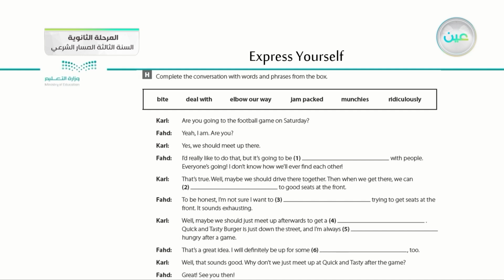Now let's go to page 50 in the workbook. We have here an exercise, which is exercise H. Complete the conversation with words and phrases from the box. We have in the box 6 words and expressions, and you are asked here to put these words and expressions in the suitable blanks. We have here a conversation between Carl and Fahad, and there are some gaps in this conversation. Try to fill the gaps with the correct answer. You can pause the video right now, do the exercise on your own, and after that, go back to check your answers with us. Number 1.